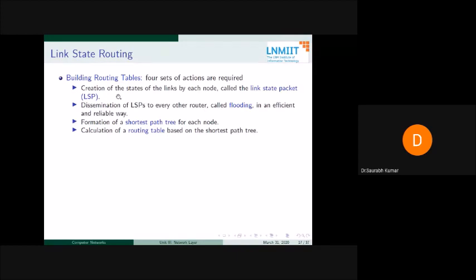So first, you are creating a link state packet. Second, you are flooding that link state packet to each and every other router in a particular autonomous system. Third, you are trying to form a shortest path tree. And finally, you are calculating the routing table. Okay, so how it is done, let's see.